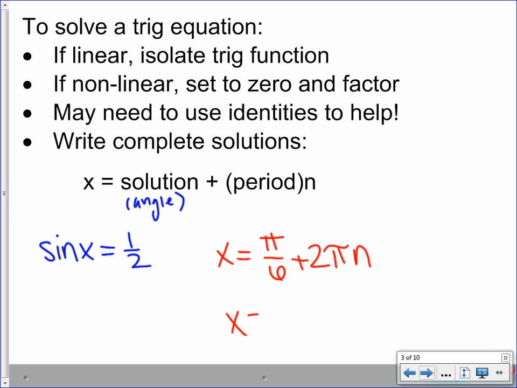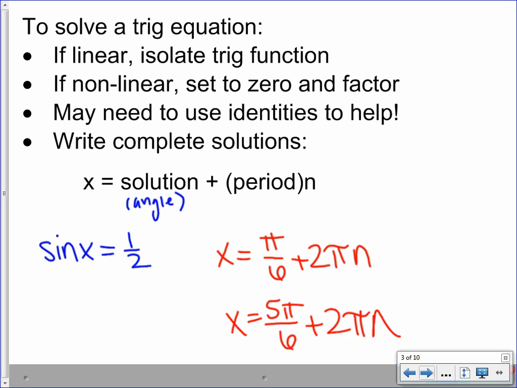Also, 5 pi over 6 is a solution. So we will want to write that as well. So you're going to sometimes have more than one solution to write. And with that solution, it includes an infinite number of angles because it's repeating over and over. What does the n stand for? n stands for any integer. So you could plug in 1, 2, 3, -1, -2, -3, and get an angle that's going to satisfy.